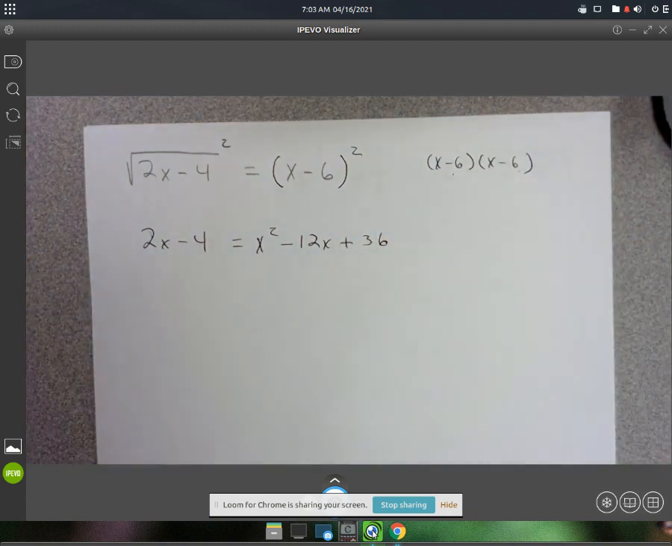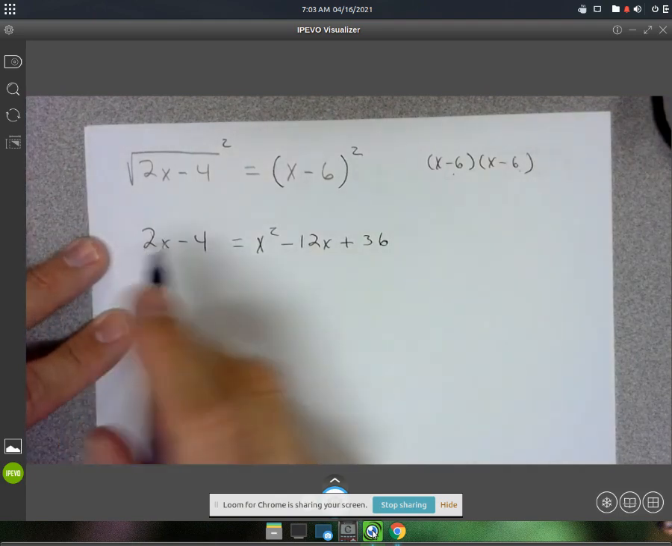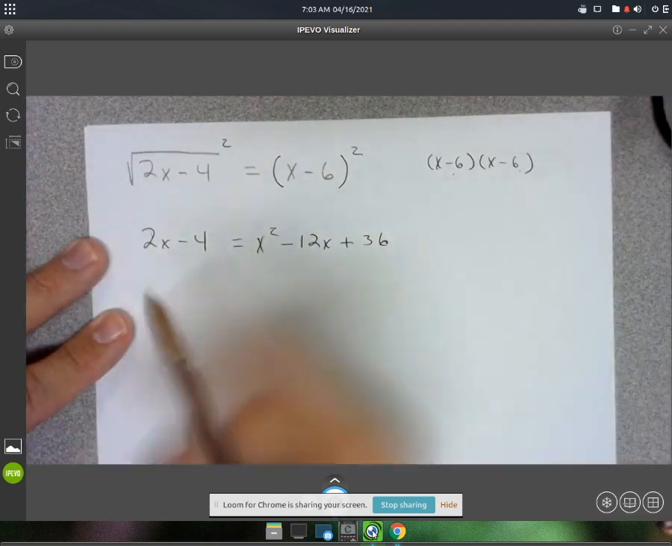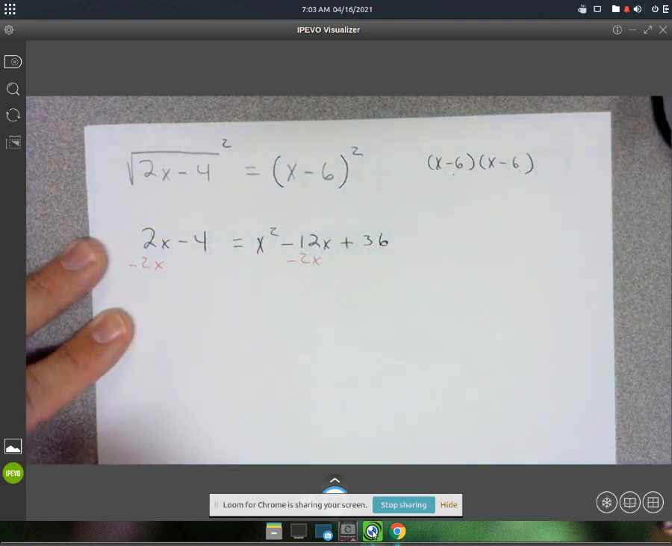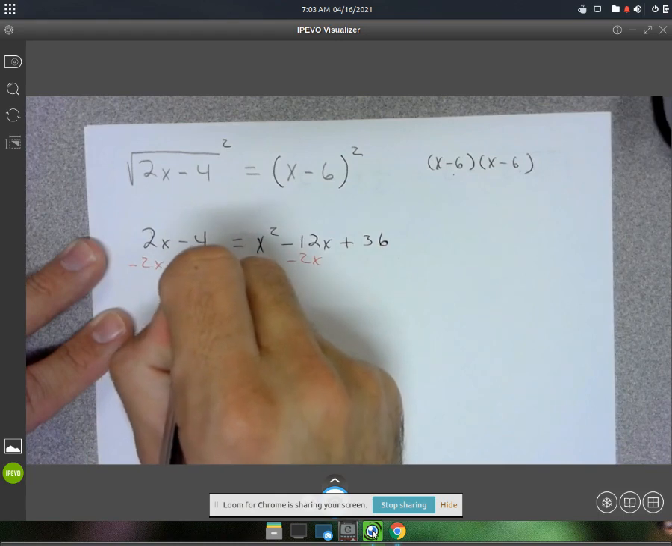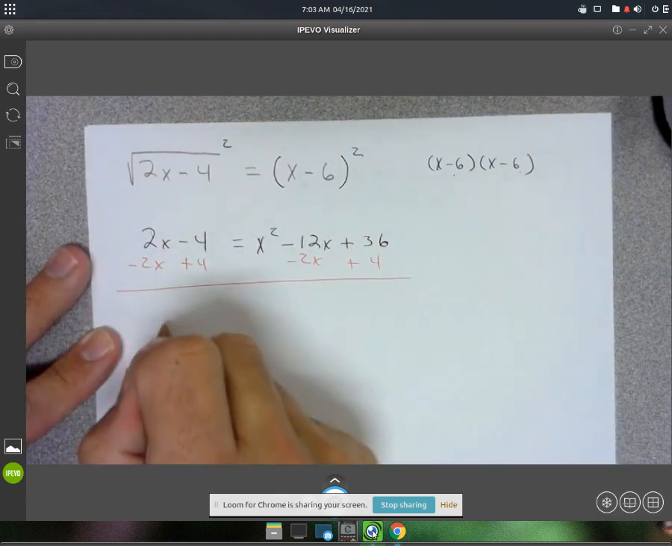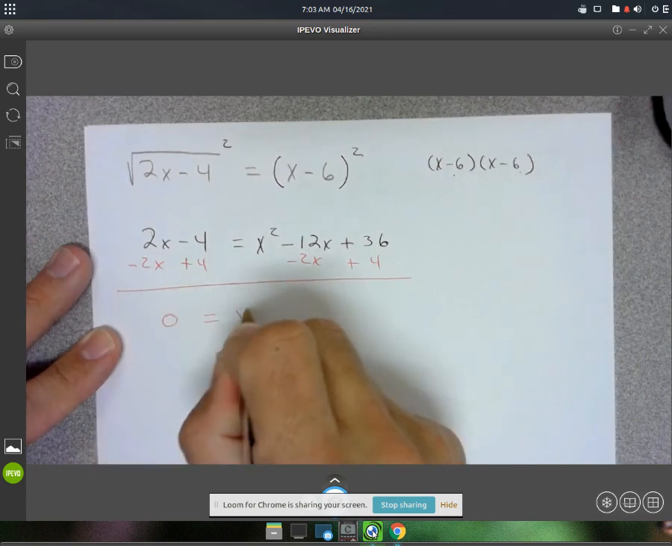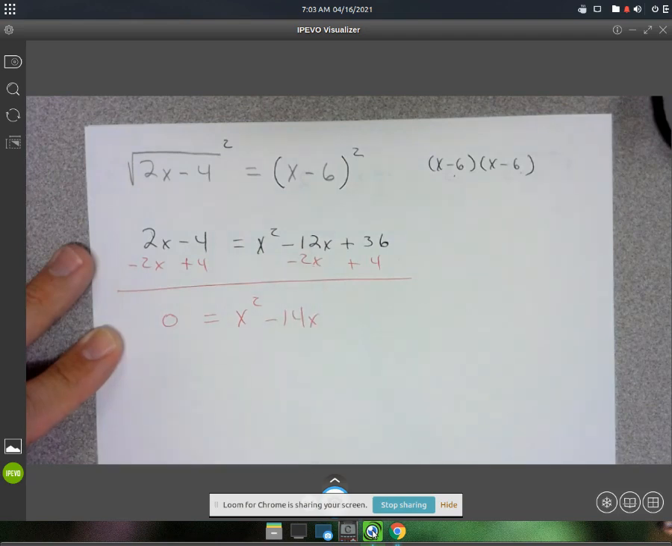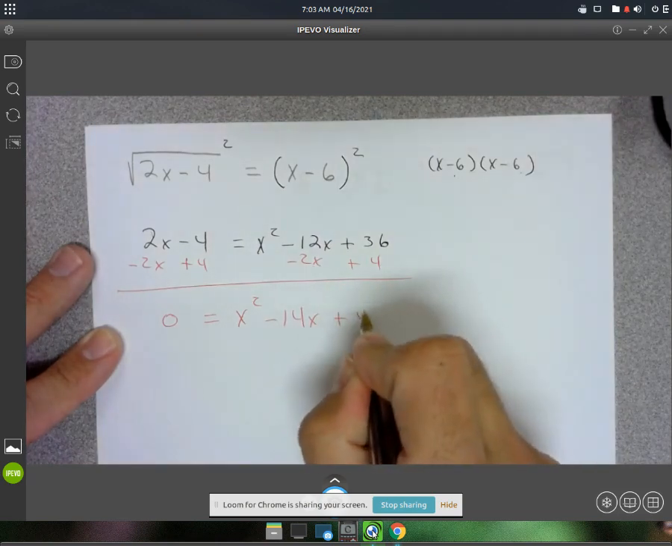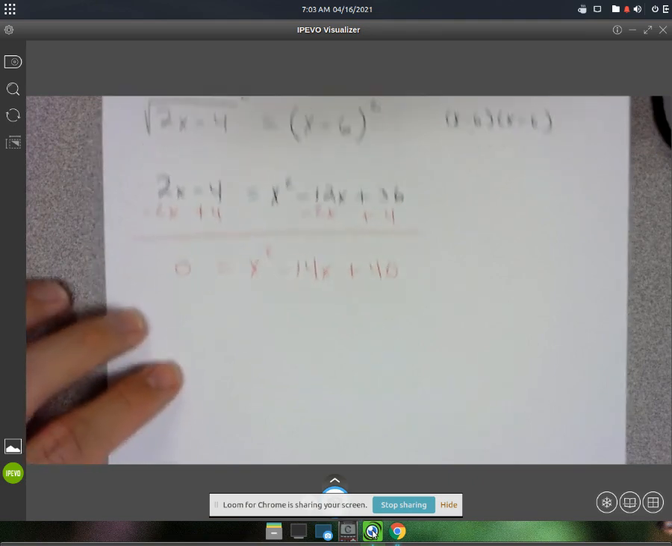Now we need to move everything over to one side. So I'm going to move my 2x over, so minus 2x. And I'm going to move my 4 over, plus 4. So that's going to give me 0 is equal to x squared minus 14x, and then plus 40. Yes, this one will factor.